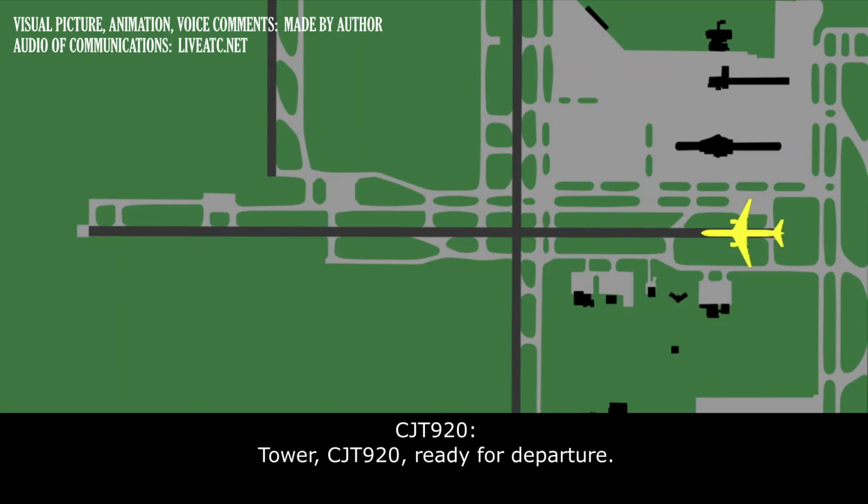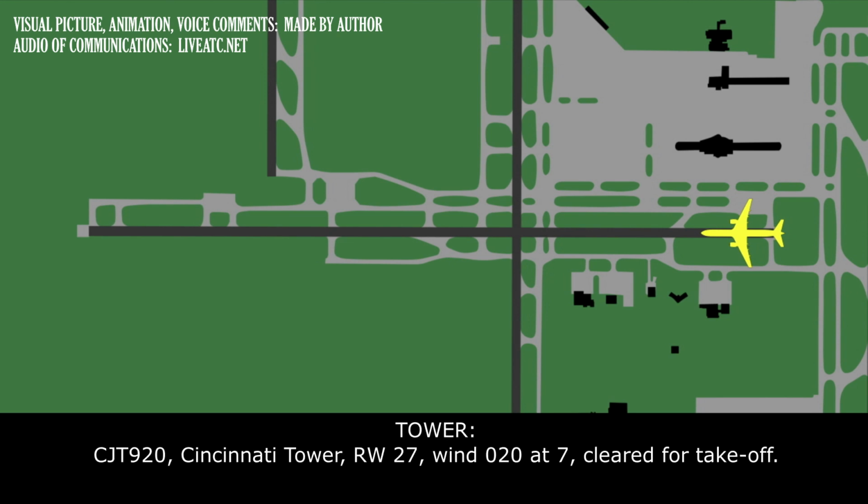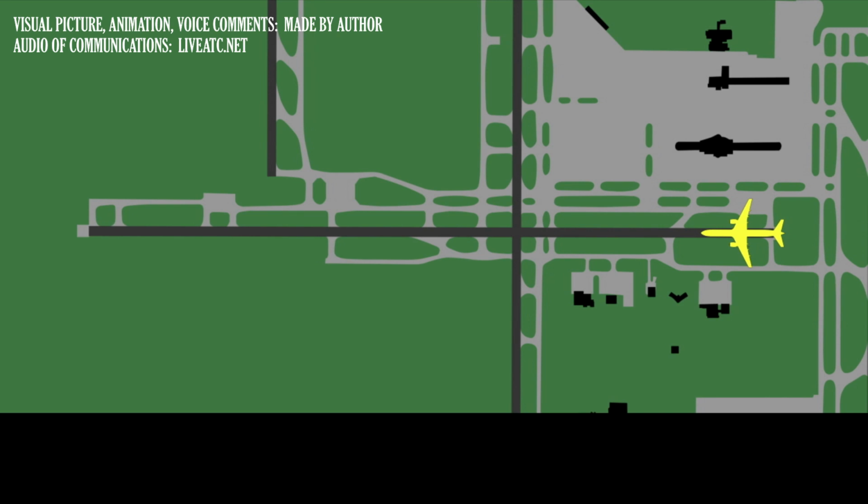Tower, CargoJet 920, ready for departure. CargoJet 920, Cincinnati Tower, runway 27, wind 020 at 7, go for takeoff. Clear for takeoff, runway 27, CargoJet 920.